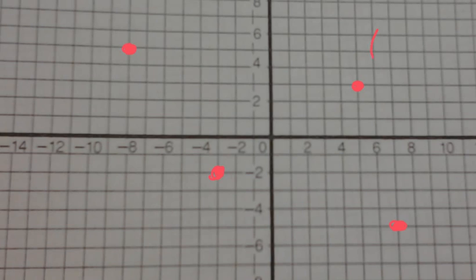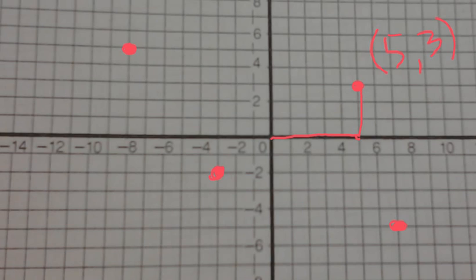So what we're going to do is start at the origin and move over till we get on the line that it's on. So move over. That got us to 5. So that's our x value. And then we have to move up 3. So that's our y value. So that's 5, 3. Let's do another one.